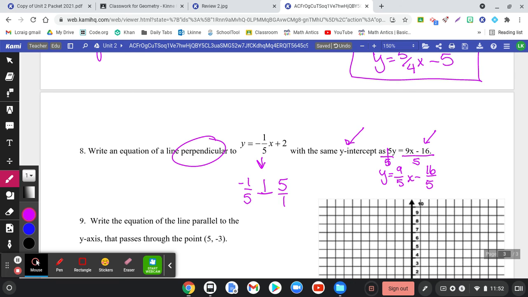All right, so write in the equation, here's your slope. Because it's perpendicular, we're using the same y-intercept, as ugly as it is. So your equation would be y equals 5x minus 16/5.